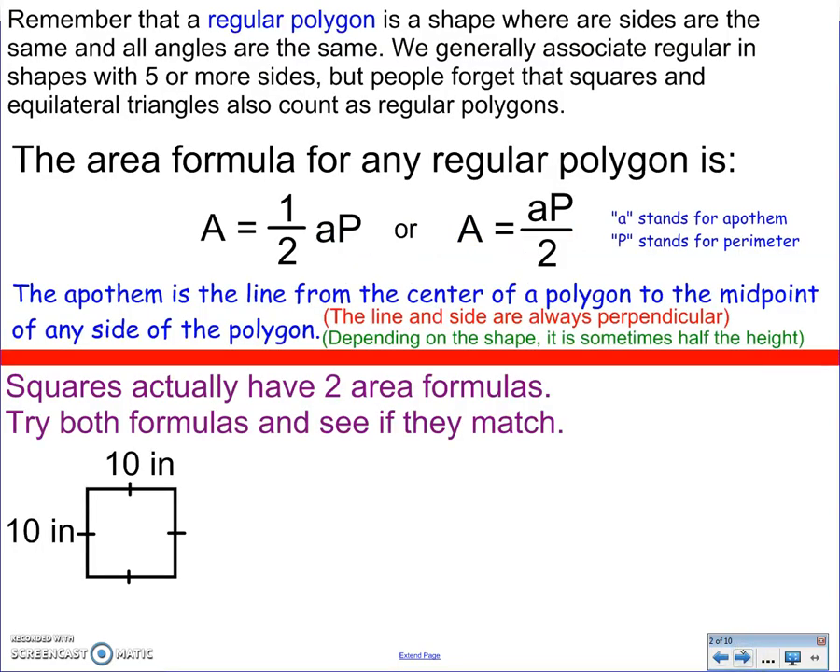So remember that a regular polygon is a shape where all sides are equal and all angles are equal. We generally associate regular shapes with 5 or more sides, but people forget that squares and equilateral triangles also count as regular polygons.